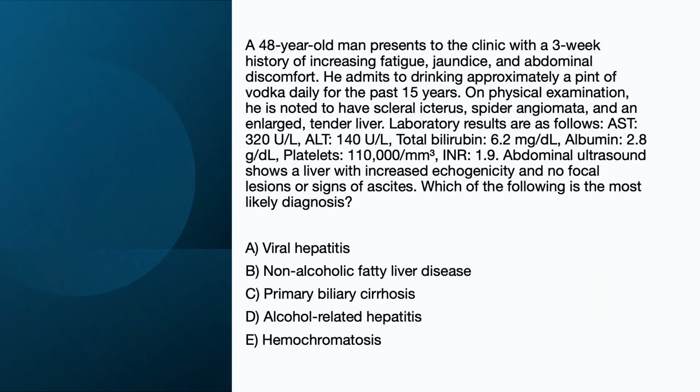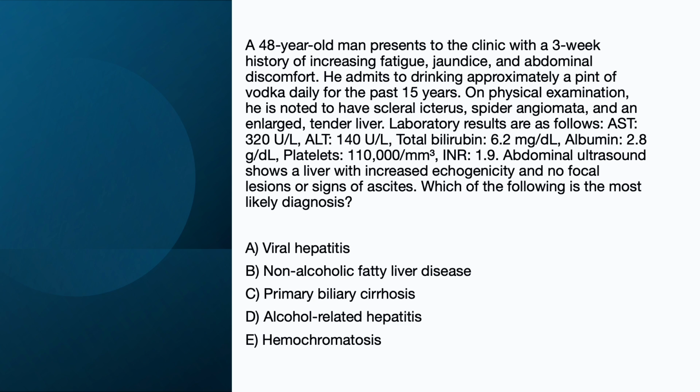Here's a case of a 48-year-old man who presents to your clinic with a 3-week history of increasing fatigue, jaundice, and abdominal discomfort. He admits to drinking approximately a pint of vodka daily for the past 15 years. On physical exam, he is noted to have scleral icterus, spider angiomata, and an enlarged tender liver.